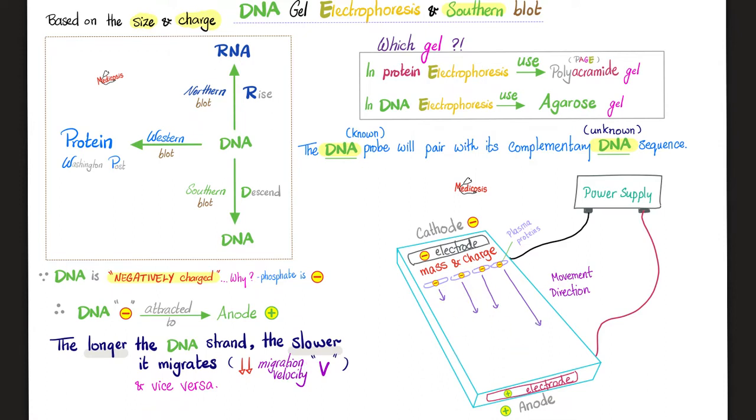Using this technique, you will try to find the DNA that is unknown, because the unknown will pair with the known. Hashtag Southern blot, DNA with DNA. The known is the probe. The unknown is the DNA of interest. How did we do this? We separated them electrically by size and charge. Then we paired the nitrogenous bases together. See, biochemistry makes so much sense once you understand what you're talking about.